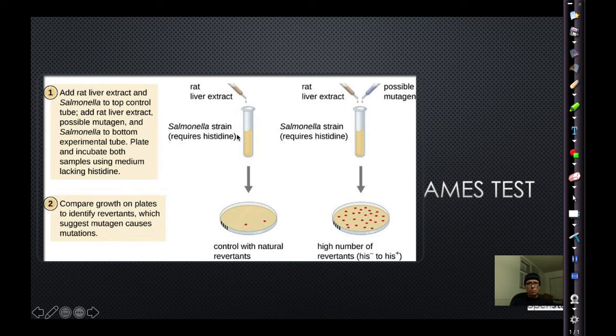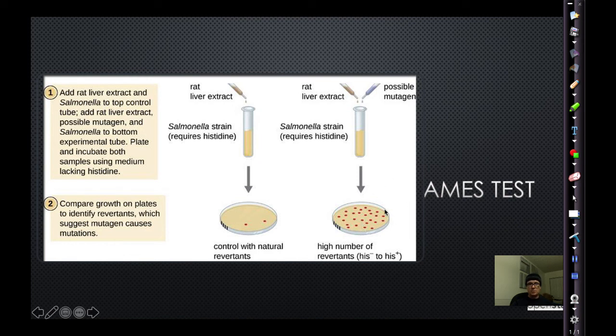So we take this histidine strain, this strain of bacteria that can't make histidine, we give it the nutrients, and we then plate it on an agar that lacks histidine. So without histidine, it cannot grow because it's an essential amino acid that's required. We then take a separate tube where the histidine requiring strain is grown, and we add the mutagen in addition to some nutrients. We then plate this on agar that lacks histidine, and we look for growth.